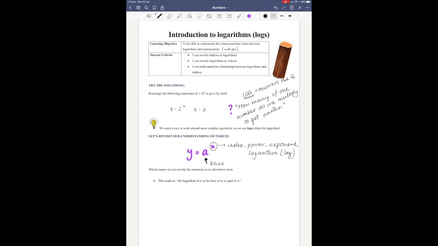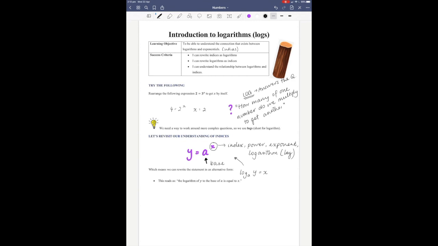Log for short. So what this basically means is that we can rewrite an index in a log form. So what that means is that I could write log of y to the base a equals x, and that is basically rewriting the statement that we had above, which was y equals a to the power of x.